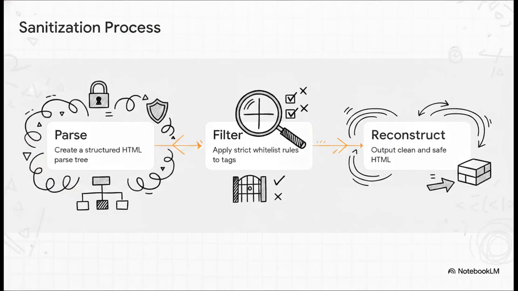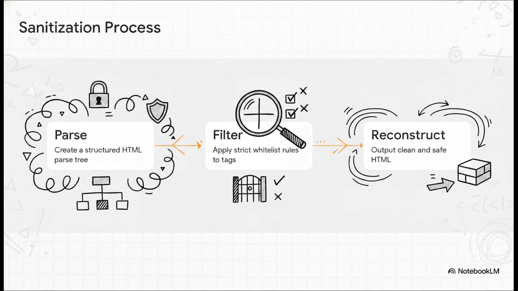A real, robust sanitizer doesn't just blindly scan for bad words. It's a 3-step process. Step 1, it fully parses that incoming input into a structured representation, basically an HTML parse tree. Step 2, it walks through that entire tree applying super strict whitelist rules. It knows exactly which tags are allowed, what attributes are okay for those tags, and even the allowed values for those attributes. Everything else, silently stripped out, gone. Step 3, it reconstructs a brand new, safe output from that cleaned up tree.